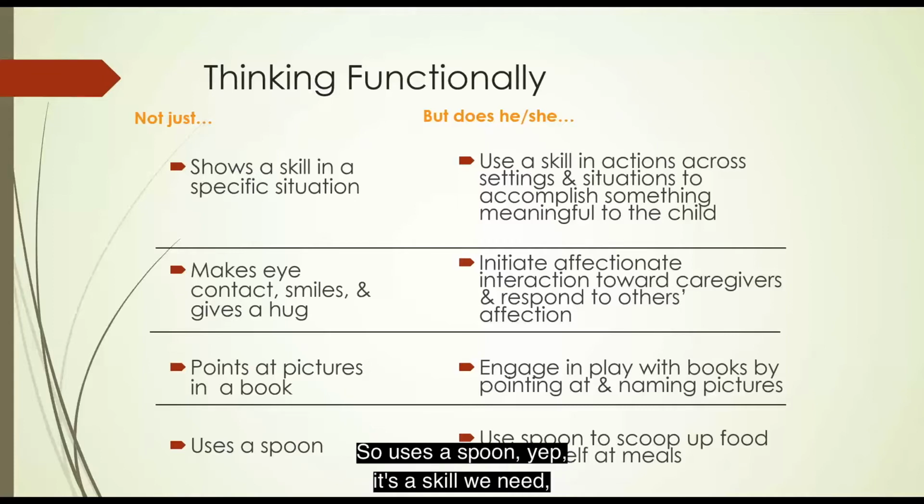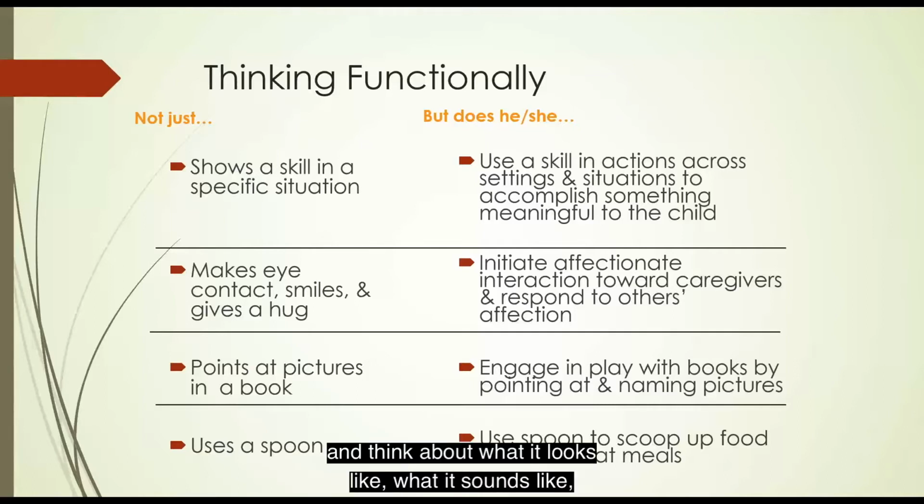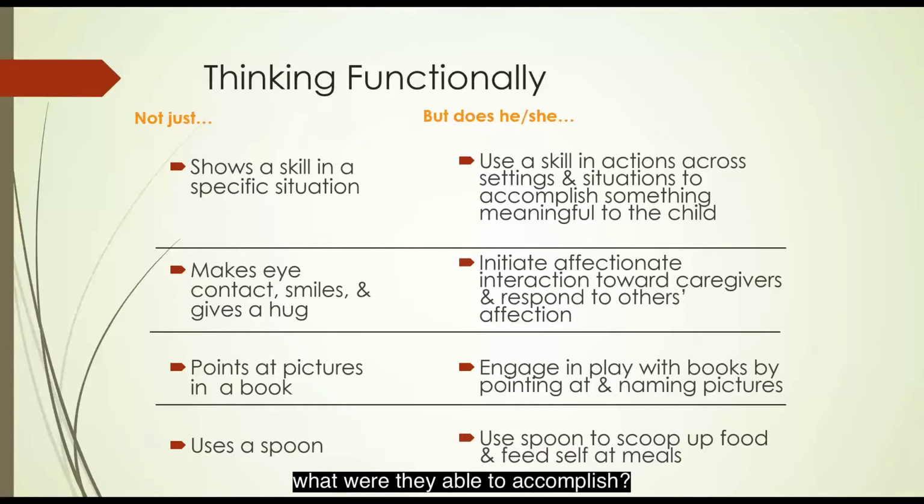So uses a spoon, yep, it's a skill we need, but what does that look like? We could be using that spoon and just pushing peas around on the tray table versus I'm able to scoop up and actually get food into my mouth functionally. So I think we have to put that hat on and think about what it looks like, what it sounds like, what it means to that family, what were they able to accomplish.